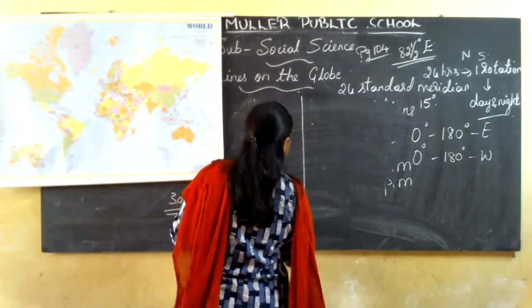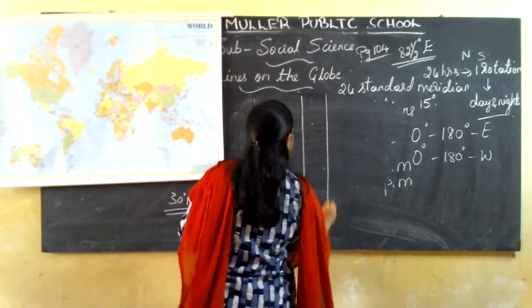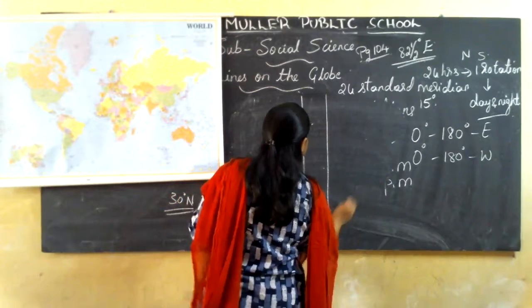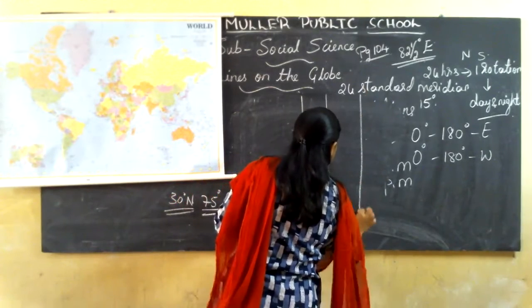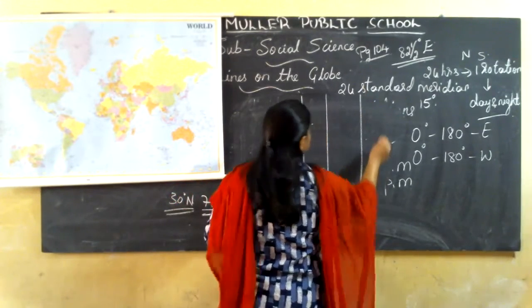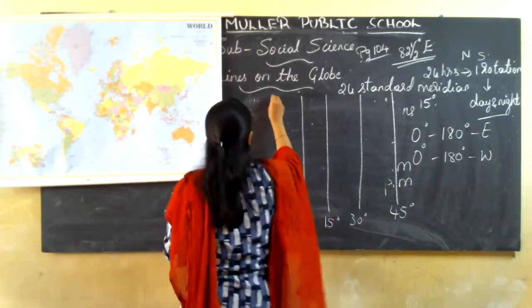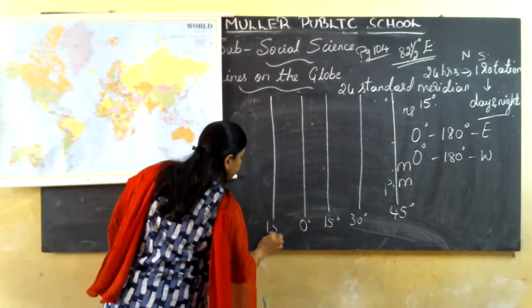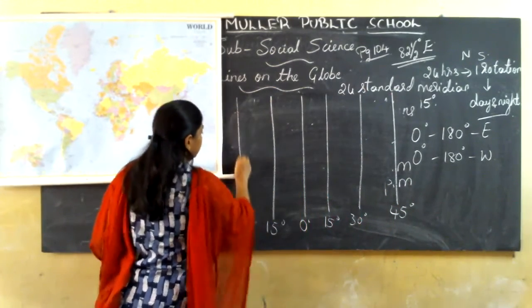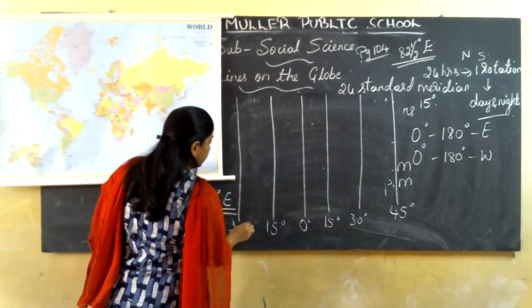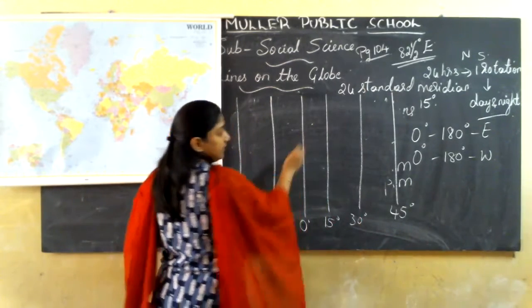See, like this is 0 degree. This is 15 degree. This is 30 degree. And this is 45 degree. Like this only, this side also 15 degree, 30 degree. So this is the prime meridian.